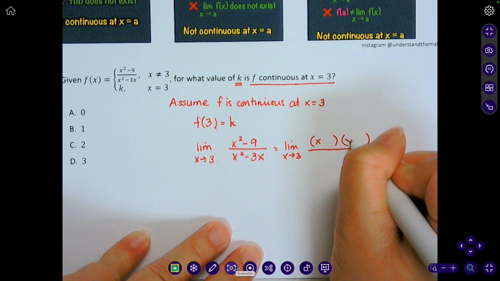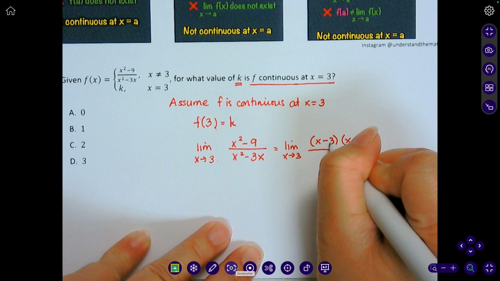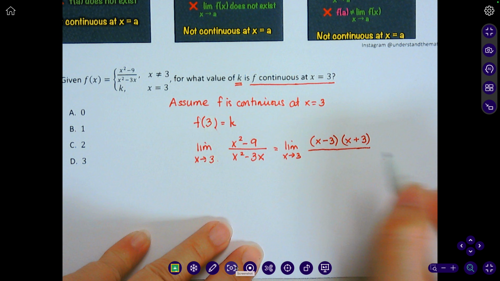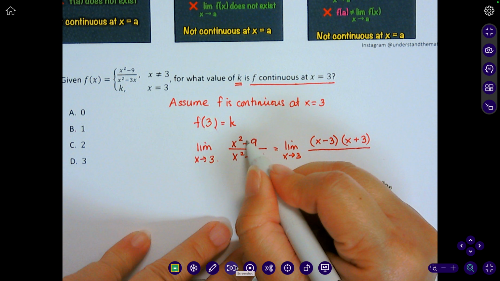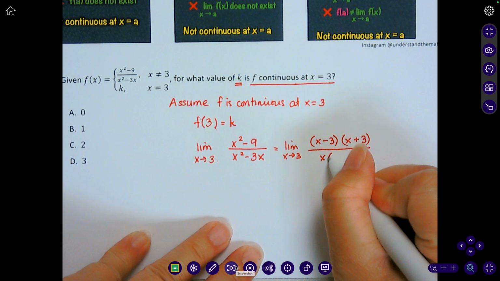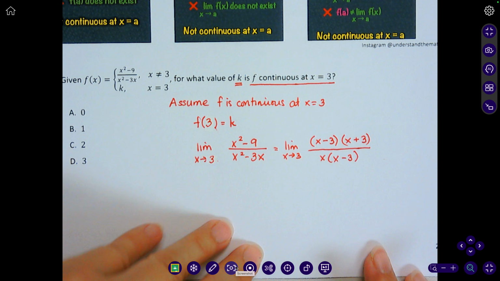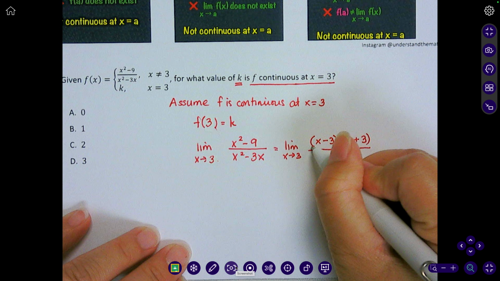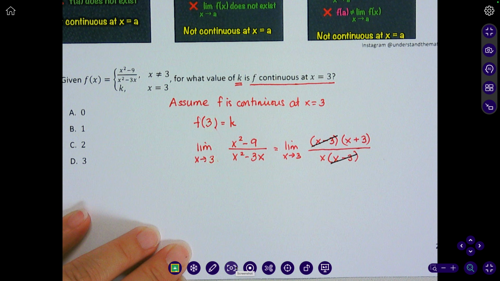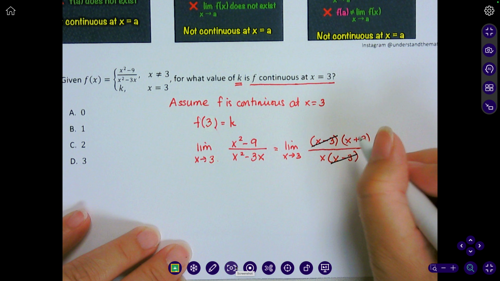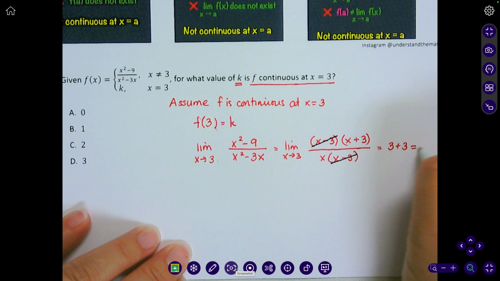So I have x times x. For x squared minus 9, the numbers are 3 and negative 3, so that when you multiply, you get negative 9, and when you add, you make 0. That's why you don't have a middle term. For x squared minus 3x, we can factor out an x, so we have x times x minus 3. So those are the factors. Once you have that, now you can cancel the x minus 3. So once I have that, I can now plug in the 3. So 3 plus 3, that makes 6.